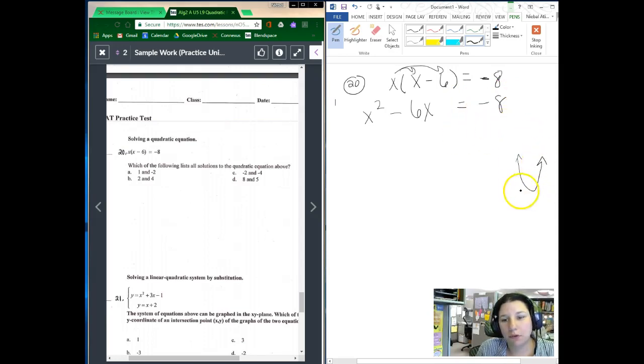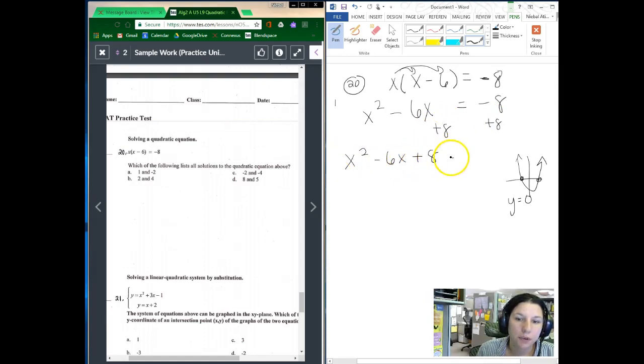As I was saying, when you graph it and we say the solutions are the x-intercepts, that's because at the x-intercepts, what happens? The y's are always equal to 0. So in order to solve quadratics, we need it to be equal to 0. The y has to be a 0. So right now it says equal to negative 8. Well, that's a simple fix. If I add 8 to both sides, I get x squared minus 6x plus 8 equals 0.